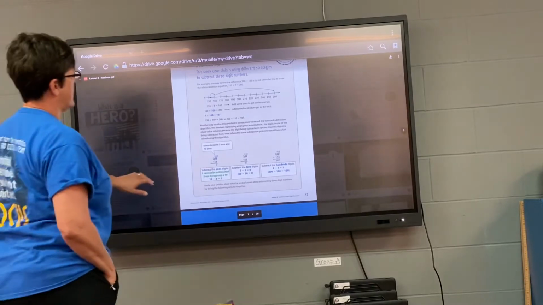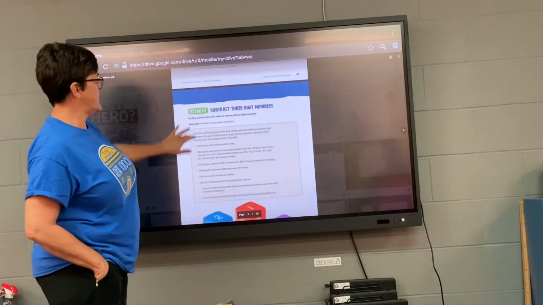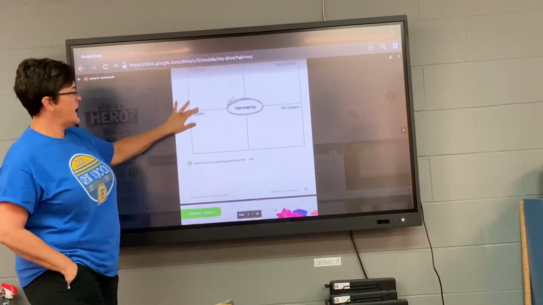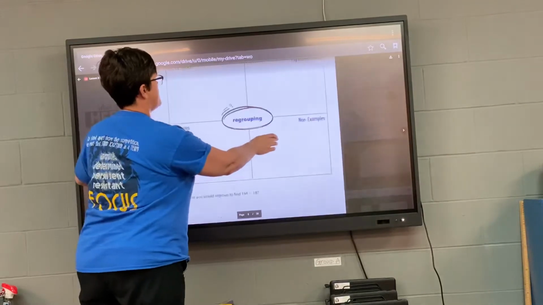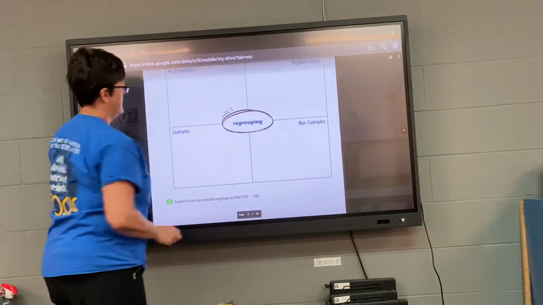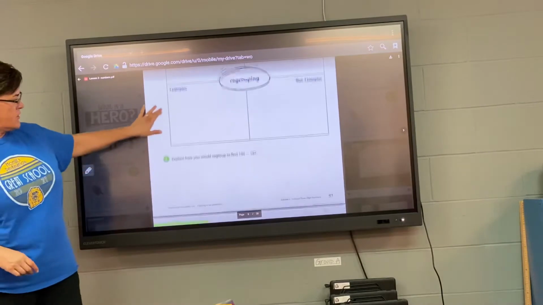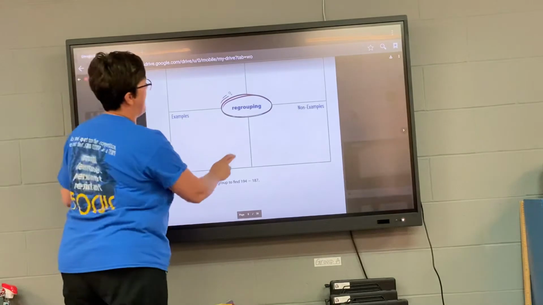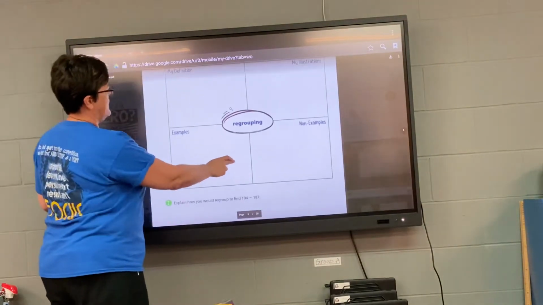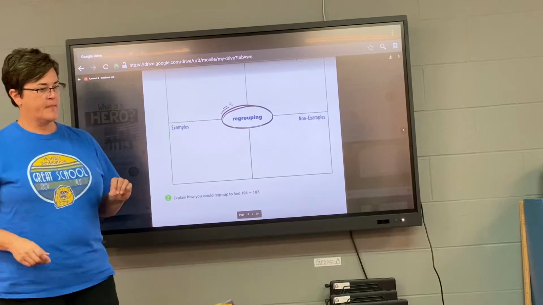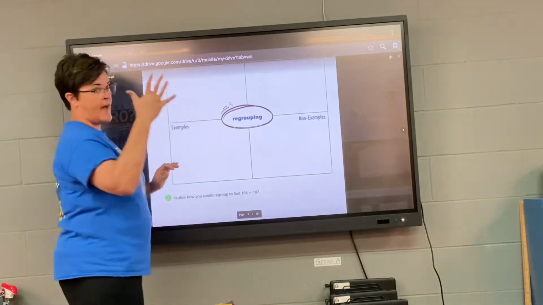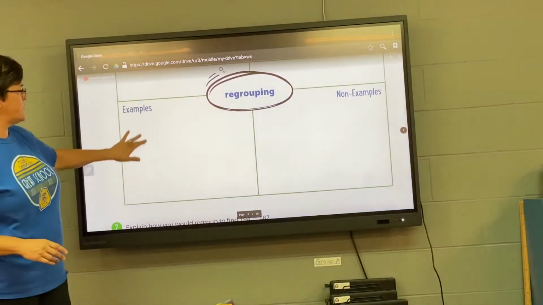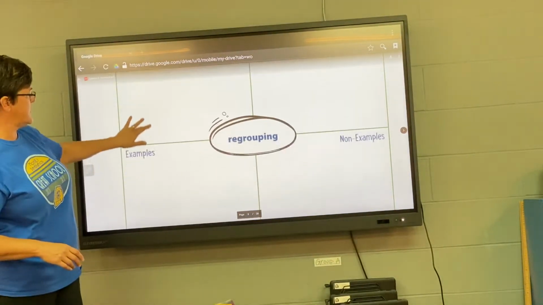Math, we were working on subtracting 3-digit numbers with regrouping, and we had finished off on this page. So go ahead and get your math workbooks back out, and turn back to page 51. And I think we're ready to do this other box of examples.